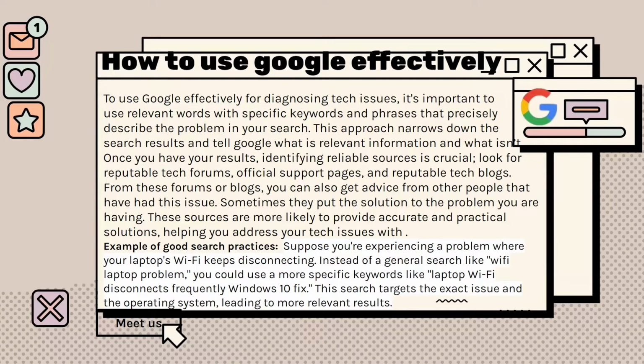So always make sure that if you know the model of the phone or laptop or whatever it is that you have issues with, then put it into the search bar. Here at the bottom, I have an example. Suppose you're having a problem where your laptop's Wi-Fi keeps disconnecting. Instead of a general search like Wi-Fi laptop problem, you could always be more specific and input laptop Wi-Fi disconnects frequently, Windows 10 fix. That targets the exact issue.